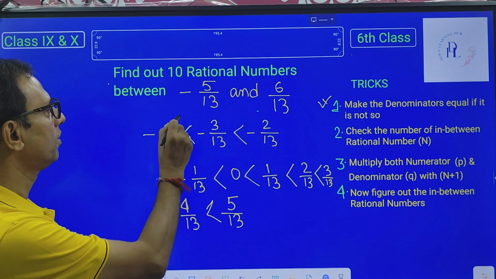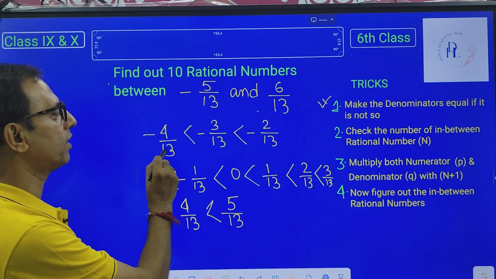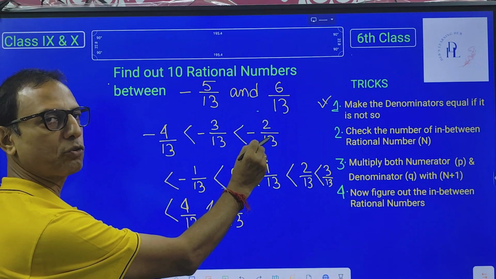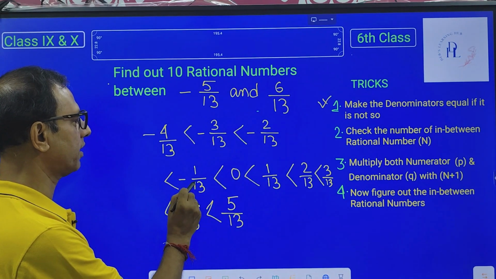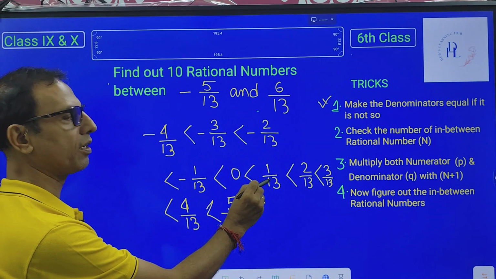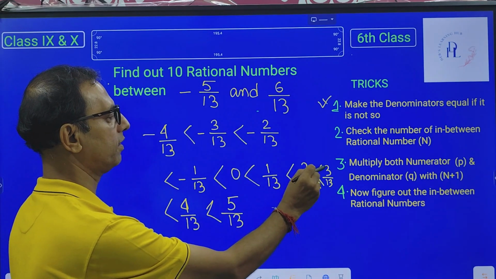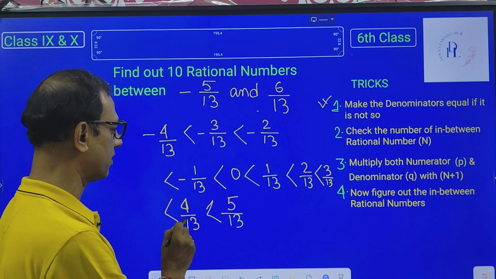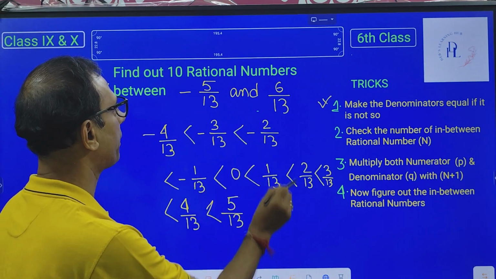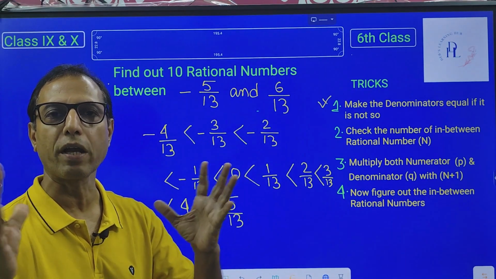तो यहाँ पे देखो, so minus 5 by 13, next number minus 4 by 13, this is less than minus 3 by 13, this is less than minus 2 by 13, next number minus 1 by 13, this is less than 0, this is less than 0 is less than 1 by 13, 1 by 13 less than 2 by 13, 2 by 13 is less than 3 by 13, 3 by 13 is less than 4 by 13, 4 by 13 is less than 5 by 13. So मतलब यहाँ पे 10 नंबर जो बोल रहे, ये दोनों का नंबर का बीच में ऑलरेडी वो गैप है.